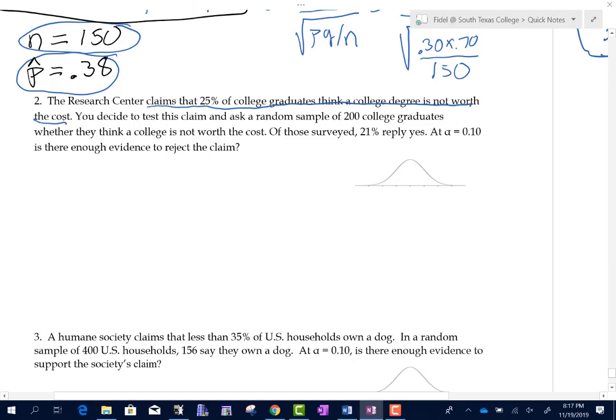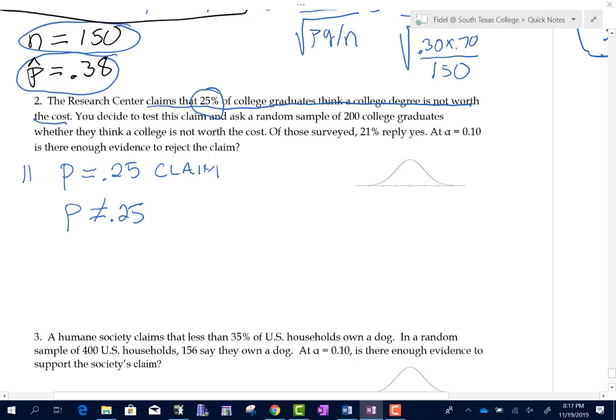Okay, so guys, remember, because these are proportions, we're not using the mu, we're using the p. So look what it says. It claims that 25%. Is their claim saying more than, less than, or equal to? Equal to, right? So they're claiming p is equal to 0.25. This is my claim. So what is the opposite of saying something is equal to? Not equal to.